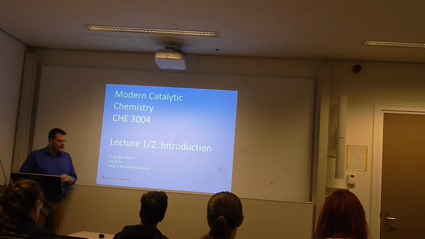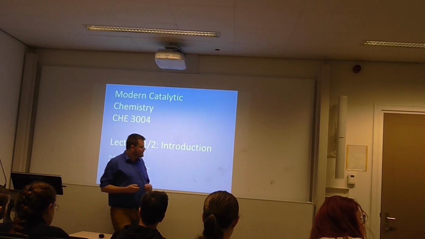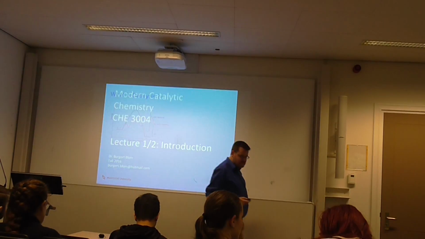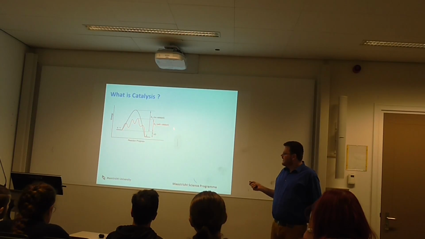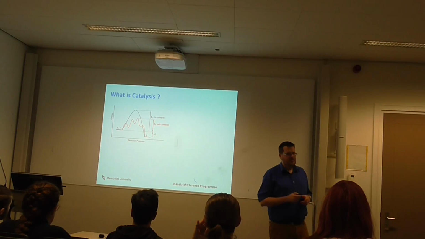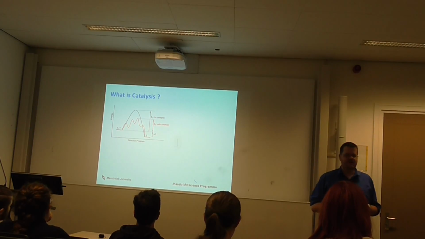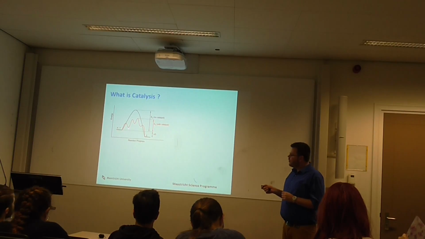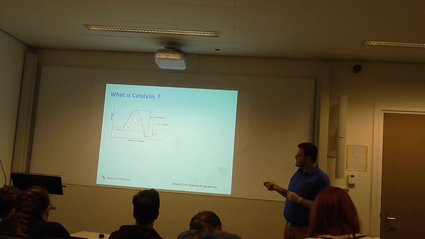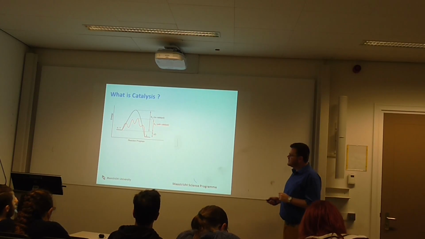So the first lecture is an introduction. Let's get the ball rolling. Most of you have seen a figure like this. What does a catalyst do? Well, it lowers the activation energy barrier of a chemical transformation. It can do so in one step, or, which is much more common, in several steps, as you see here, a multi-step reaction.